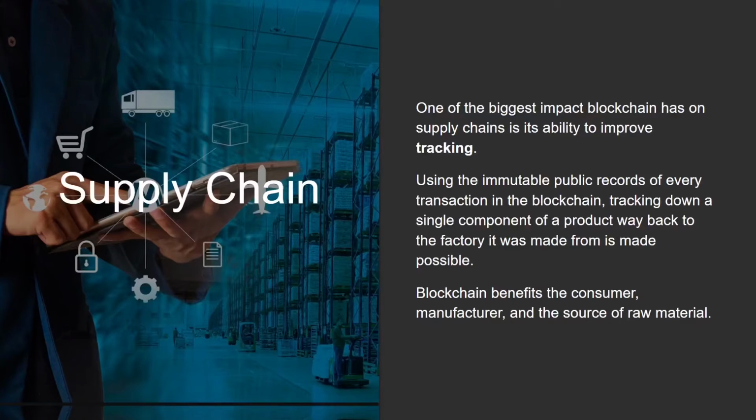Next, we have blockchain-based supply chain. One of the biggest impacts of blockchain has on supply chains is its ability to improve tracking. Using the immutable public records of every transaction in the blockchain, tracking down a single component of a product way back to the factory it was made from is made possible assuming this factory uses the platform. This is especially popular for eco-conscious users who want to trace a crop or produce down to the farm where it was grown to check for its integrity.